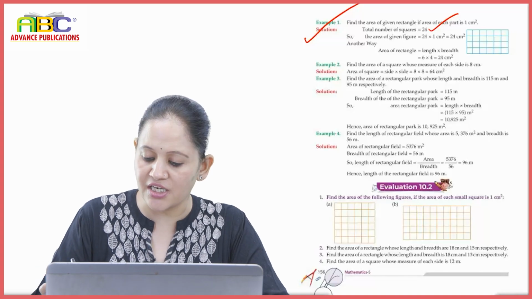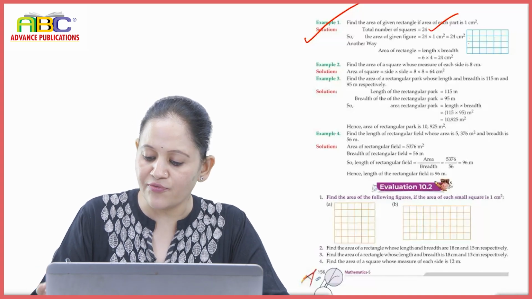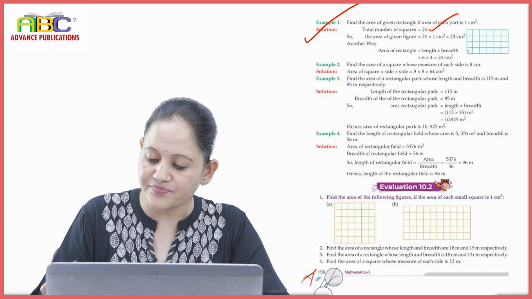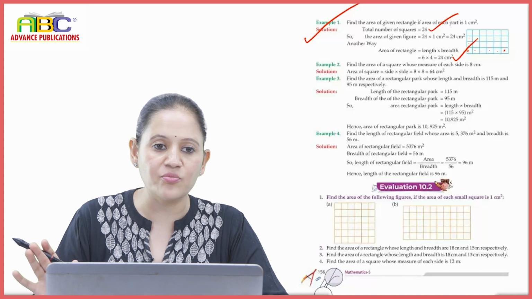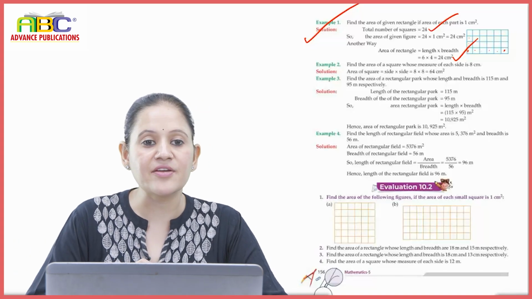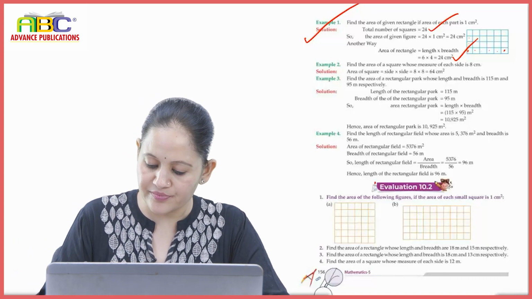Another way क्या हो जाएगा? 1, 2, 3, 4 and 1, 2, 3, 4, 5, 6. So 6 into 4, 24 centimeter square, length into breadth. Clear? Next is Evaluation Time 10.2.